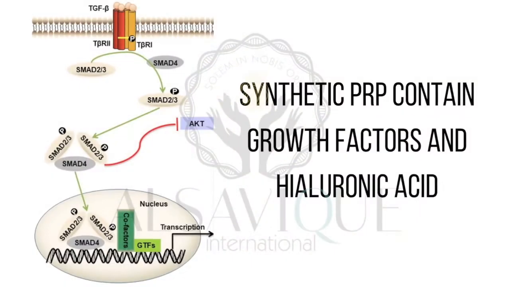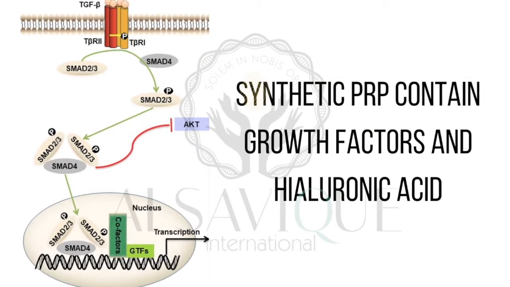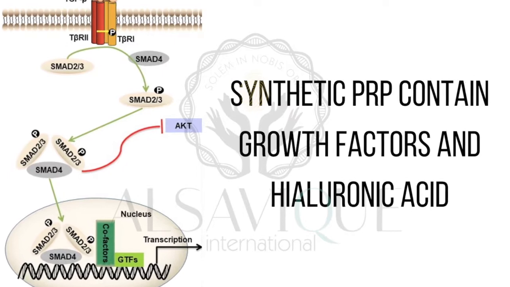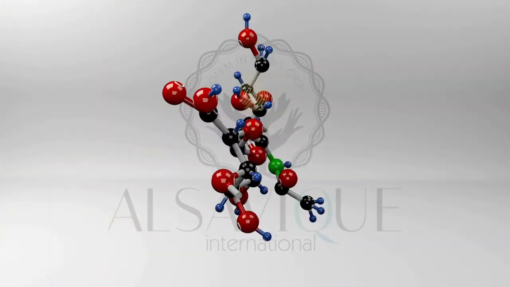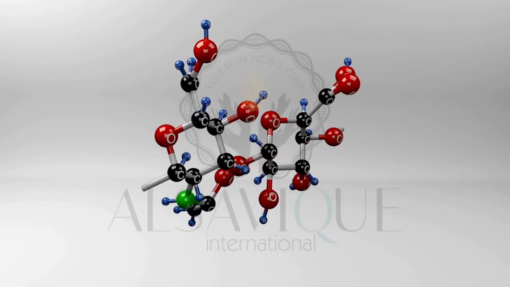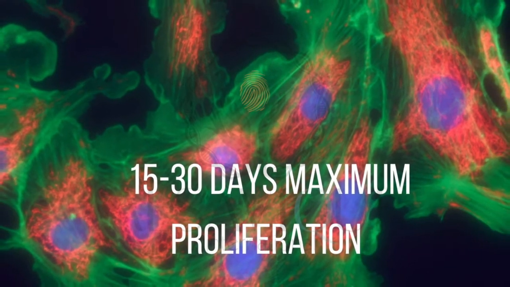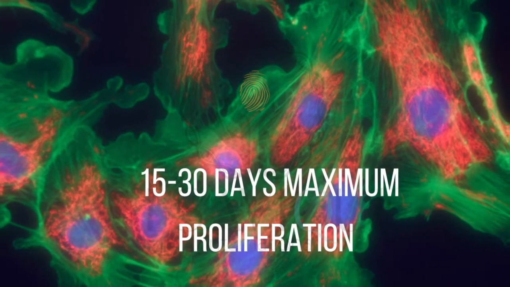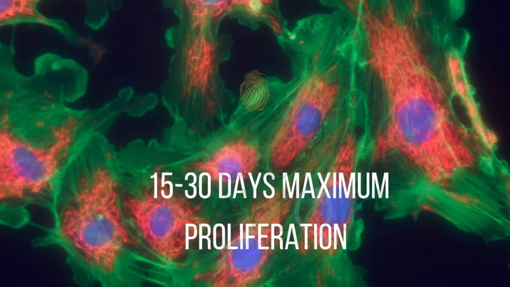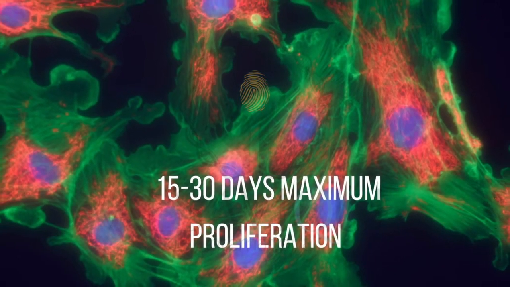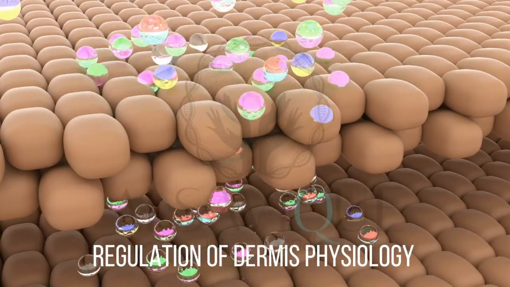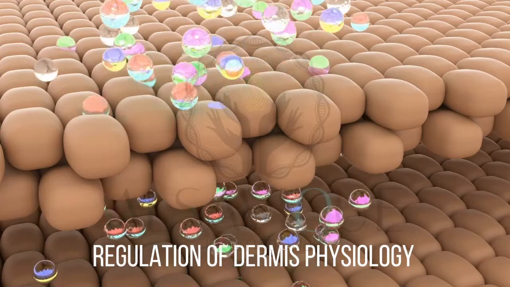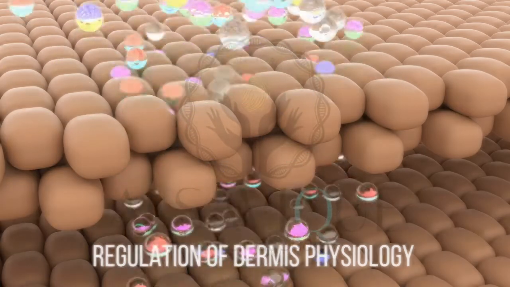The mentioned synthetic PRP contains an optimal concentration of the growth factors such as TGF-beta1, IGF-1, as well as GABA and hyaluronic acid fragments 10 kilodaltons in size. This drug boosts the proliferation and the metabolic activity of the newly formed fibroblasts. The maximal fibroblast proliferation activity is observed between 15 and 30 days after the procedure. It's very important to regulate the dermis's physiology during this period in order to improve the regenerative processes.